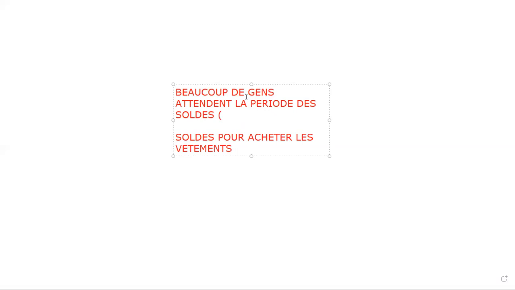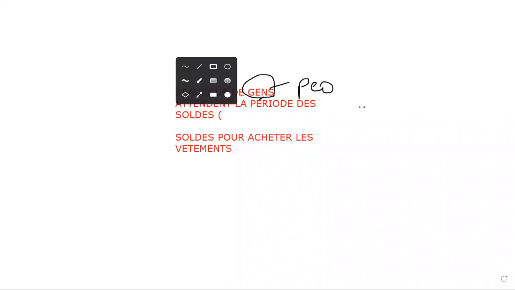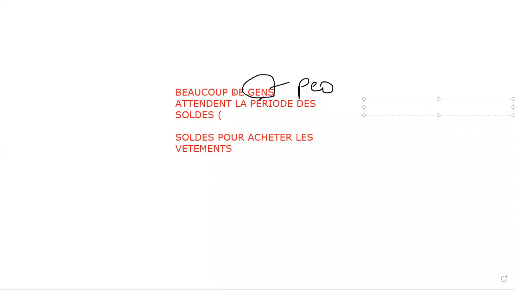Gens, what is the meaning? Gens means people. We have done gens. Repeat after me. De means of. Beaucoup de, de is of. See, why is it pronounced like that? Because the ens sound is on, and the S would be silent.